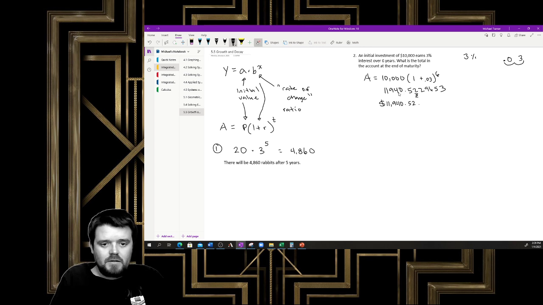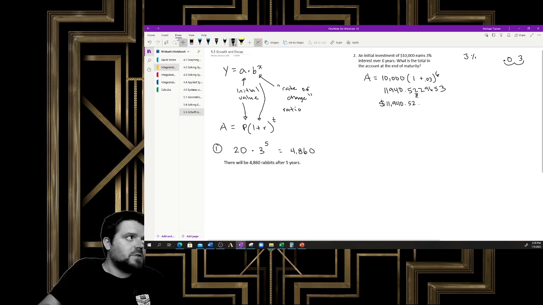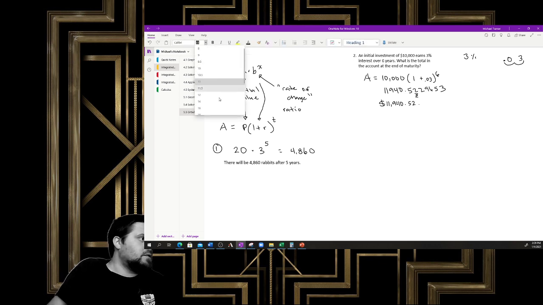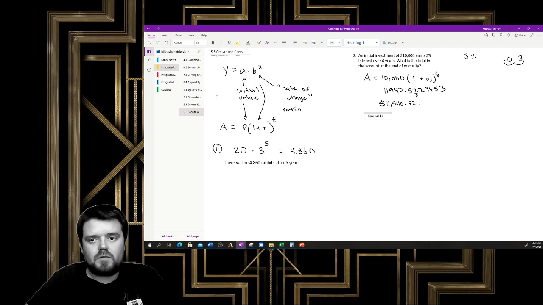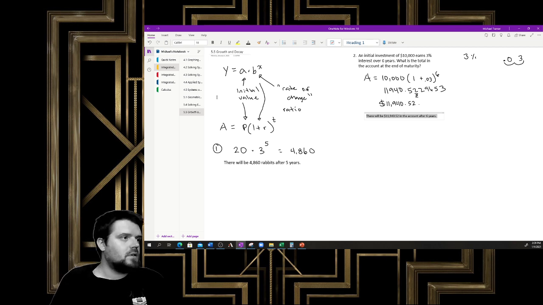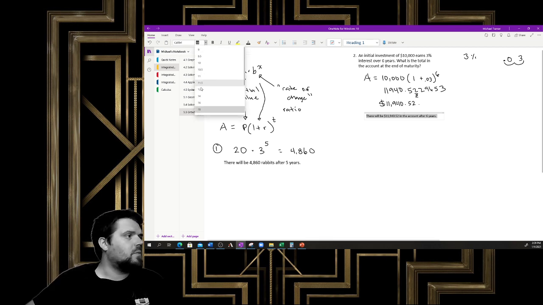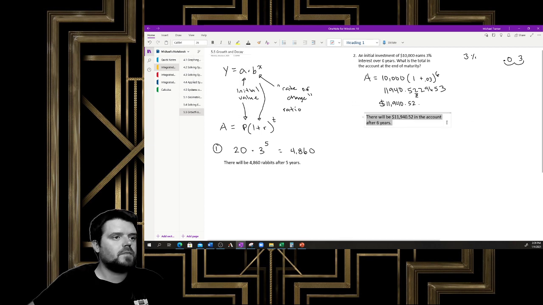Am I done? No, because it is a word problem, so therefore I need to write it in a complete sentence. So again, doesn't have to be a long sentence, but it needs to be a complete one. So I'm going to go in, I'm going to type, and let's see if I can change the font here before I start typing away. There will be $11,940.52 in the account after 6 years. Not a long sentence, just a complete one. And we'll make that a little bit bigger, a little easier to see. That's it. Okay.